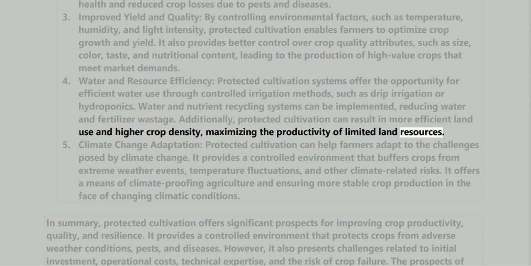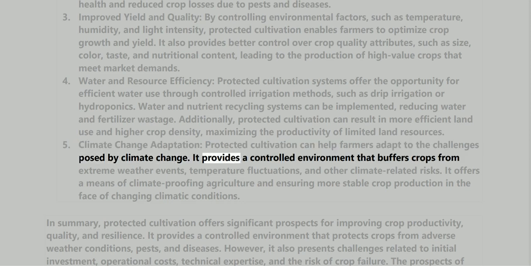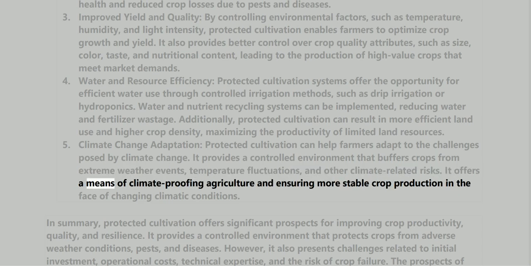5. Climate change adaptation. Protected cultivation can help farmers adapt to the challenges posed by climate change. It provides a controlled environment that buffers crops from extreme weather events, temperature fluctuations, and other climate-related risks. It offers a means of climate-proofing agriculture and ensuring more stable crop production in the face of changing climatic conditions.